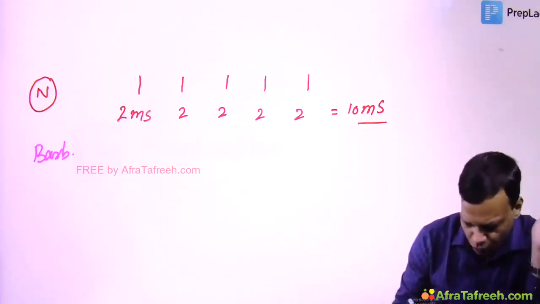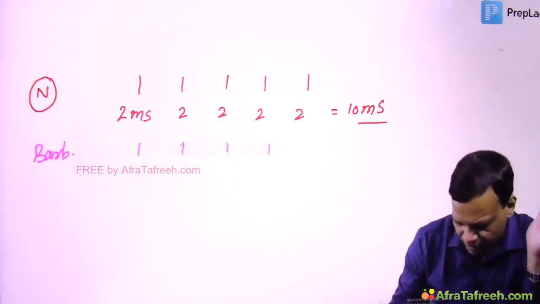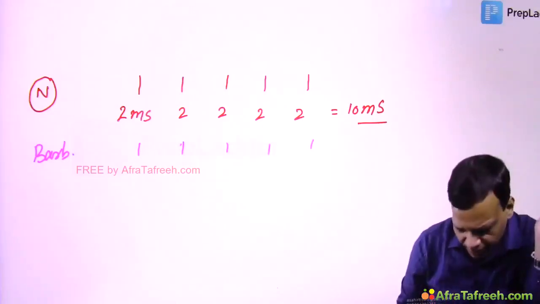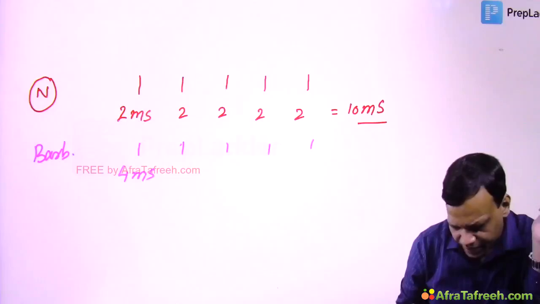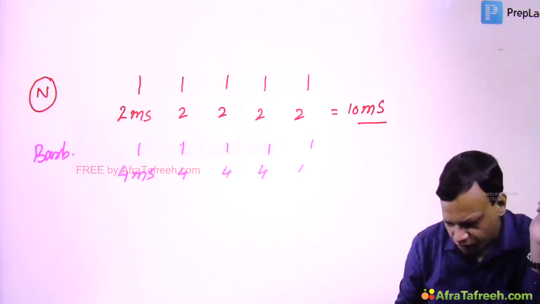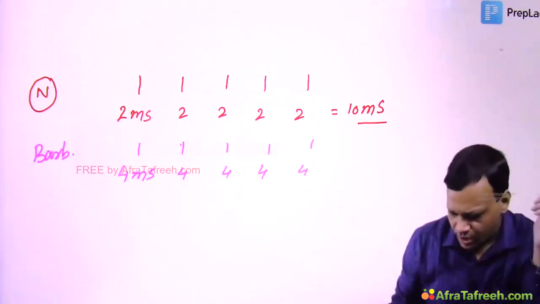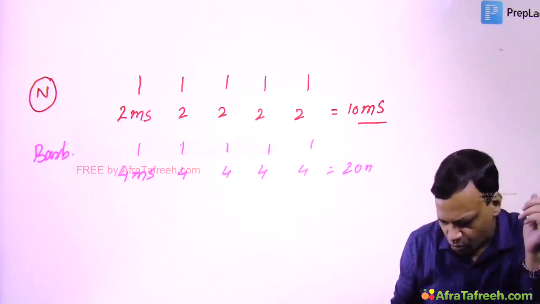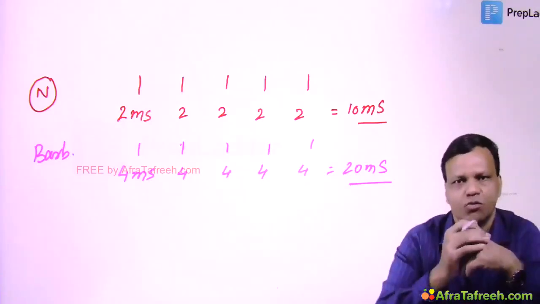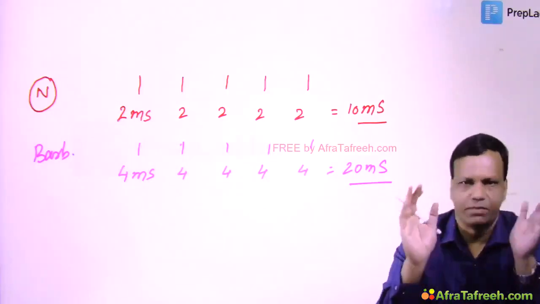That means the channel will open the same 5 times. The number will be the same, but every time it will remain open for a longer period. So instead of 2, it may remain open for 4 milliseconds. So the total time for which this channel is open is 20 milliseconds. So more chloride has entered, and that can lead to depression of the brain.